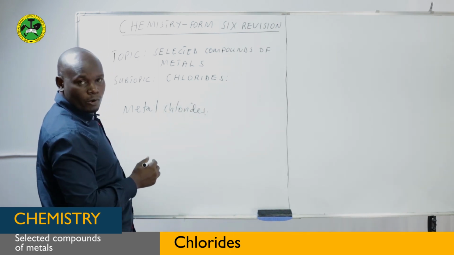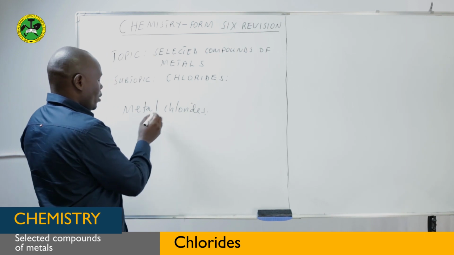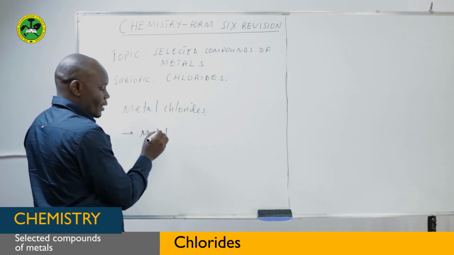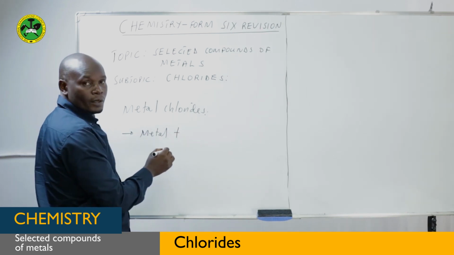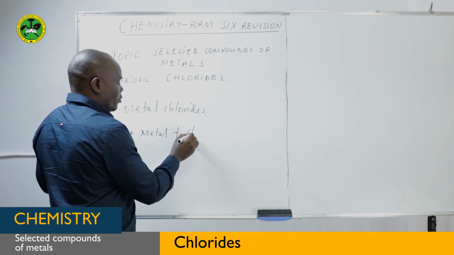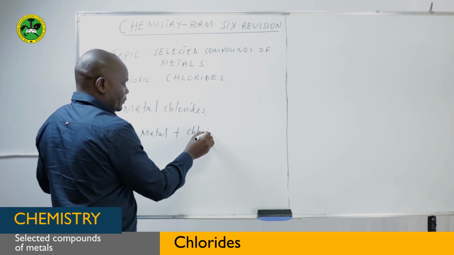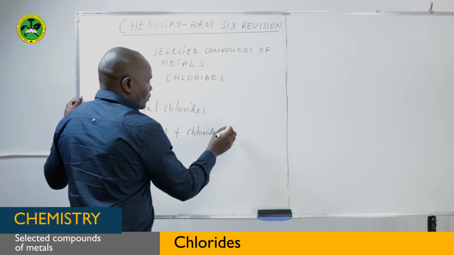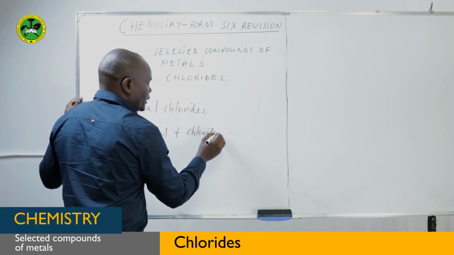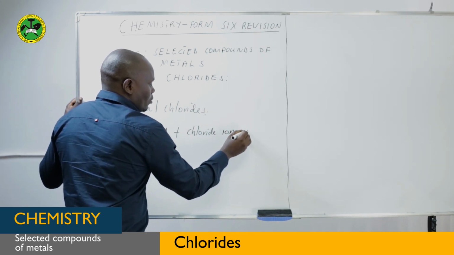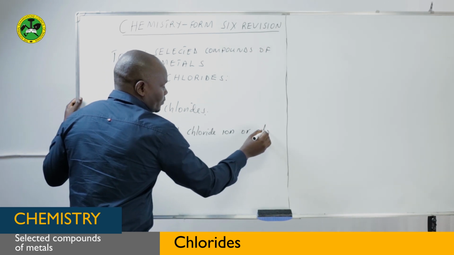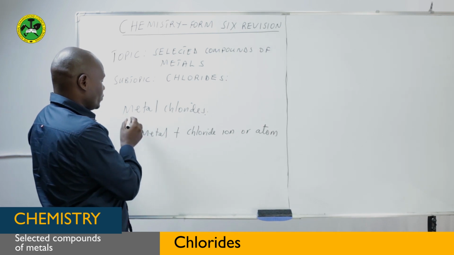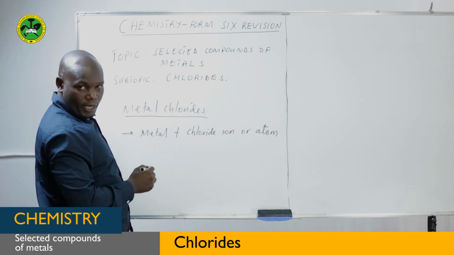So if we recall our introduction, when we talk of metal chlorides, we talk of when a metal has combined with chloride ions or chlorine atoms. The resulting compound is what we call metal chlorides.